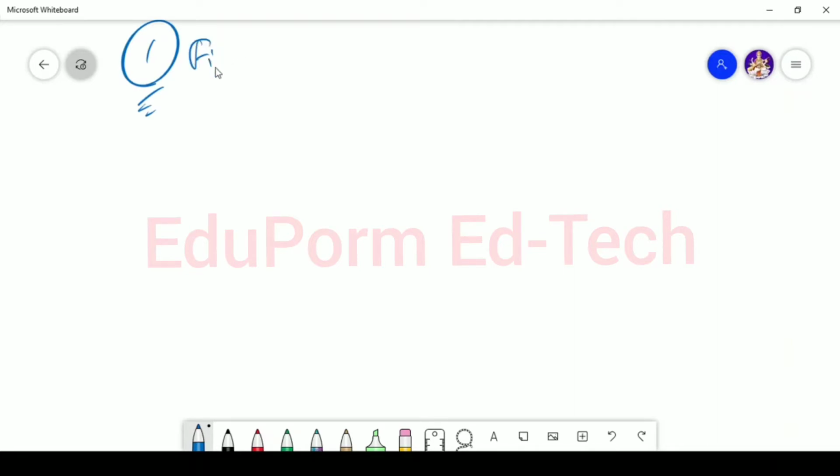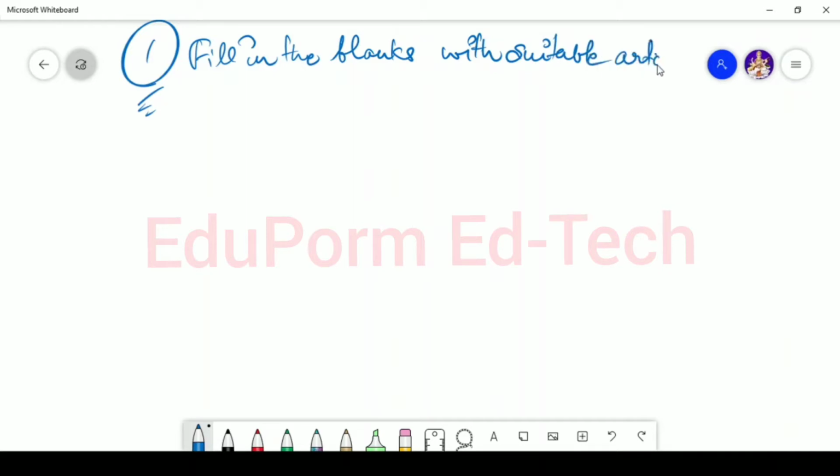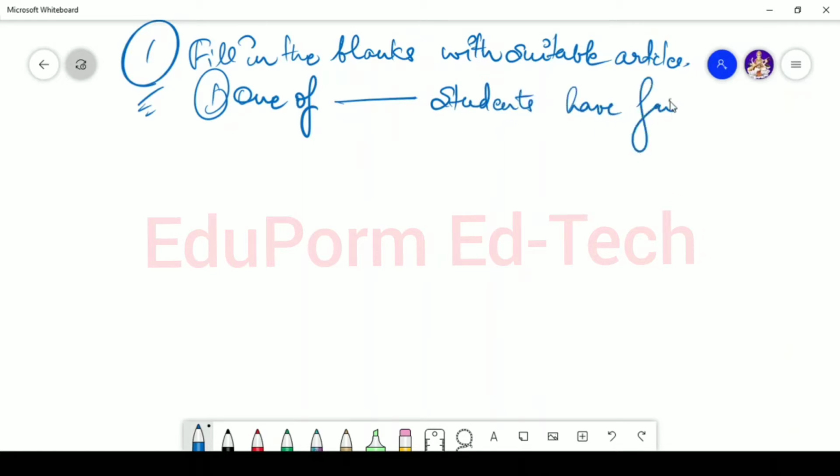Okay, the first question can be like: fill in the blanks with suitable articles. This is the first type of question where they can give you blanks and you'll have to fill them with suitable, proper articles. For example, I'm writing out the questions first. Try answering the questions in the comment section.